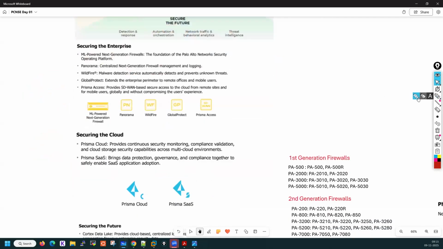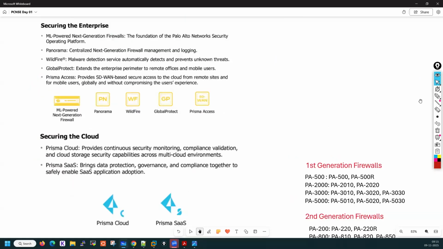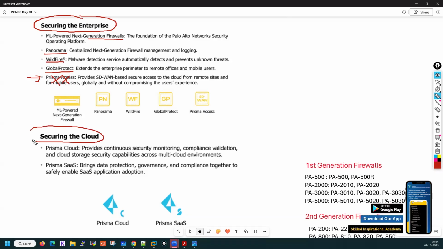If I say, in Strata, it comes under securing the enterprise. So your next generation firewalls, Panorama, WildFire, GlobalProtect, and also they have put Prisma Access here, but Prisma Access is not a solution here. Okay, mostly Prisma Access we will use for securing the cloud.